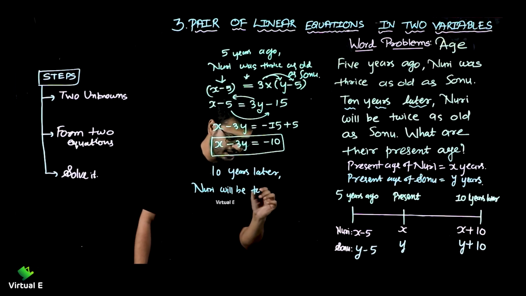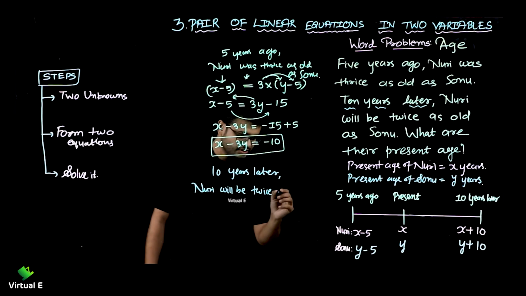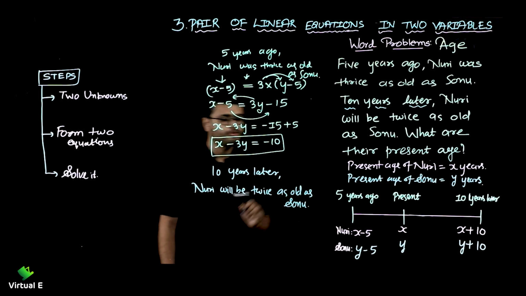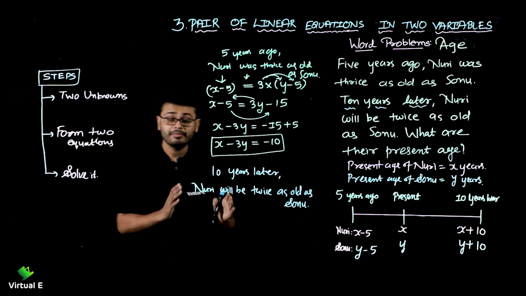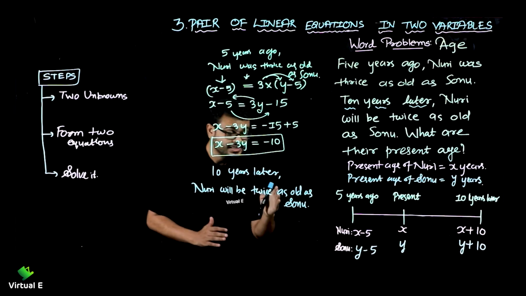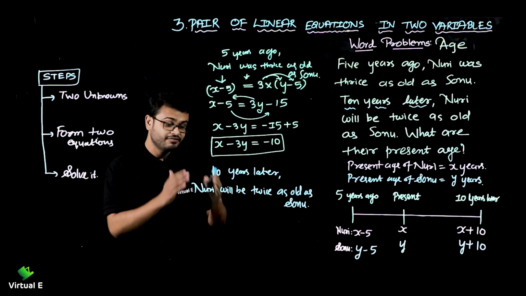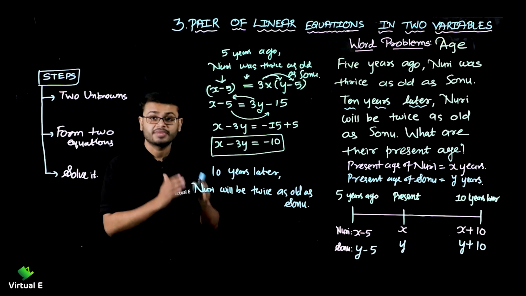Noori will be twice as old as Sonu. Right, now let's put the numbers according to this sentence. Remember, the purpose of writing this sentence is not just to write it again unnecessarily. We want to write it so that I can write the values below it, right?